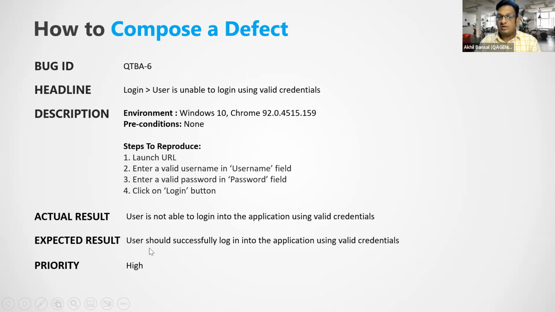Then you tell what my expected result was. What from the test cases, from the requirements, this is what I was expecting actually. The user should successfully log in into the application using valid credentials. Okay, because now this is a mismatch. That is the reason why we are logging this whole defect. Okay, ये understandable है?